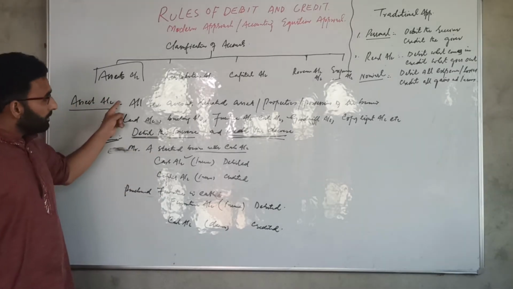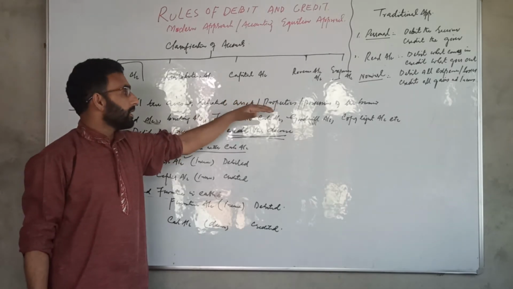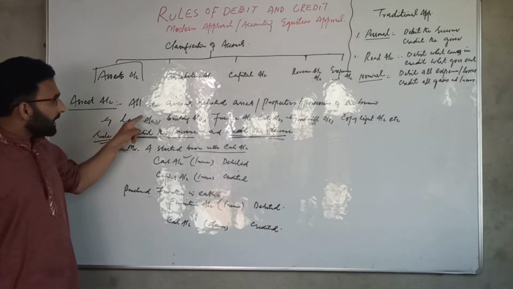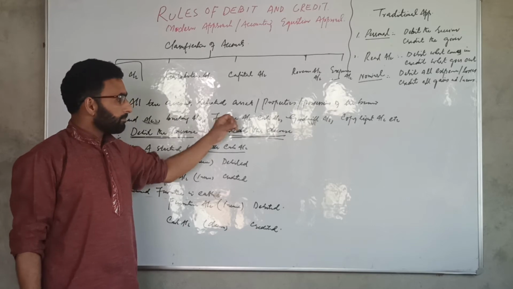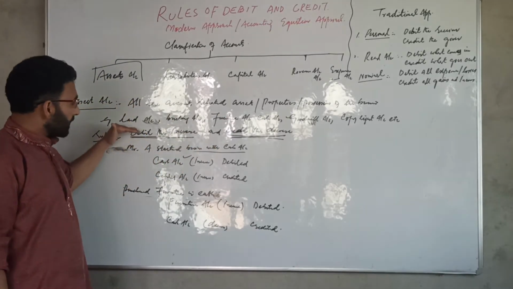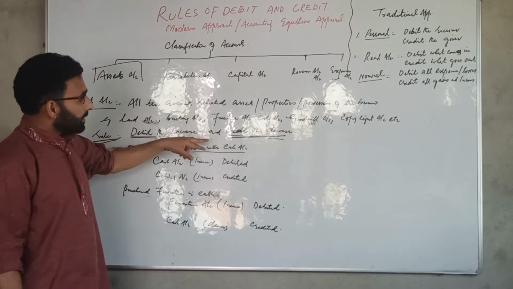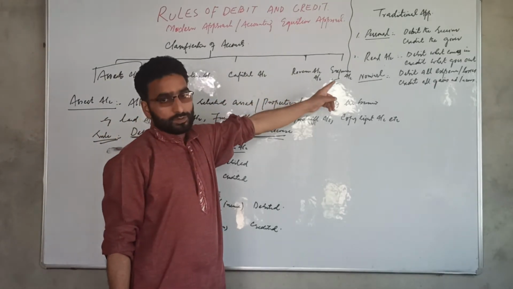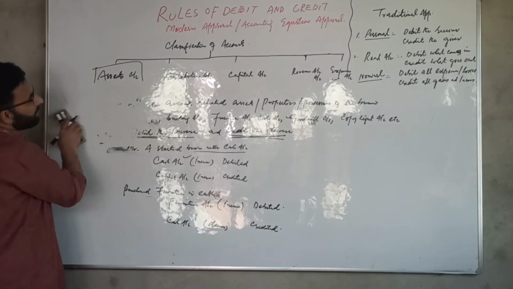In the assets account, all the accounts related to properties, possessions, and assets of the business are grouped in this head. There may be land account, building account, plant account, machinery account, copyright, goodwill account, trademark account, cash account, etc. The rule for these is debit the increase and credit the decrease. This rule is for two terms, that is assets account and expenses account. Now go for another term, that is liabilities.